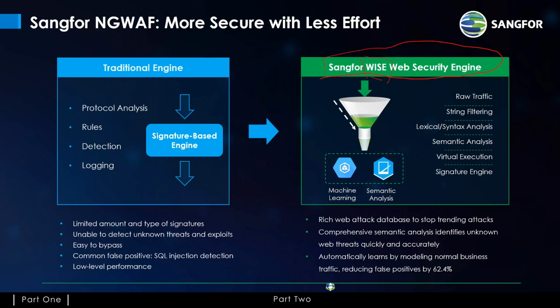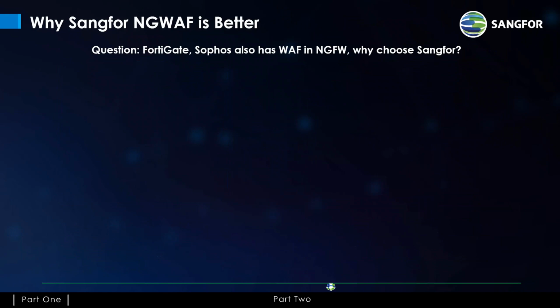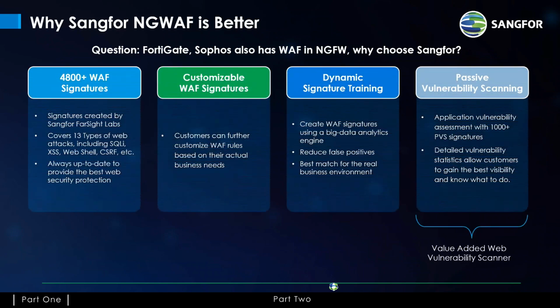Let me give you some real examples here. When it comes to the question, SANGFOR has a WAF, so someone else or even yourself will ask, I know FortiGate and Sophos have a WAF also, so what's the difference? So here is the difference in the numbers. First of all, we have over 4,800 signatures built in, and it covers 13 types of common web attacks.